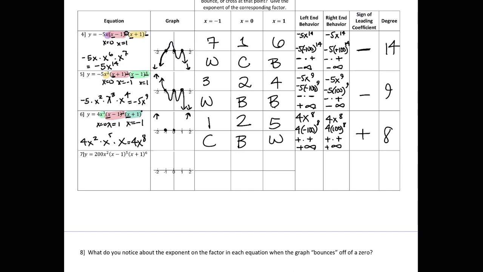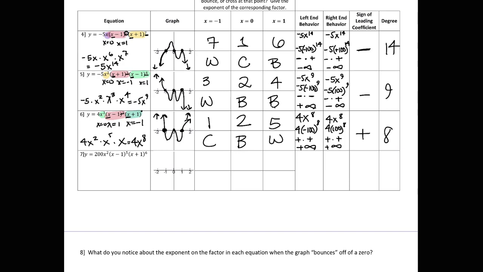And negative 1, 0, 1. As we go through negative 1, we cross. So no change in curvature there. Okay, then as we go up to 0, we bounce. And as we come through 1, we wiggle.